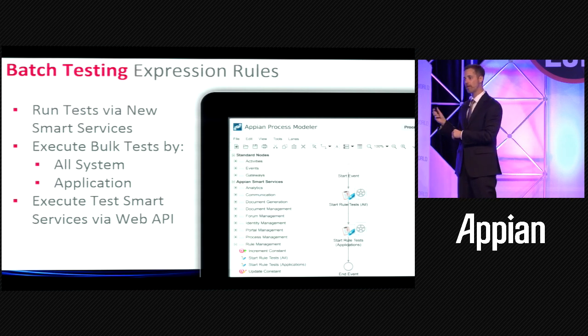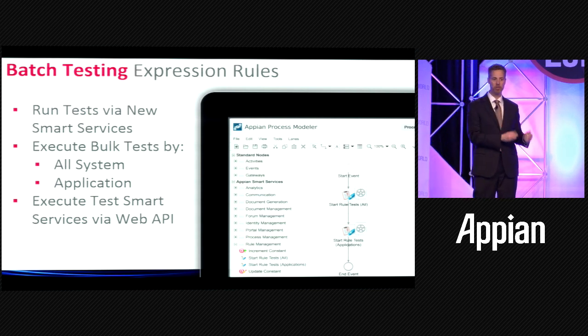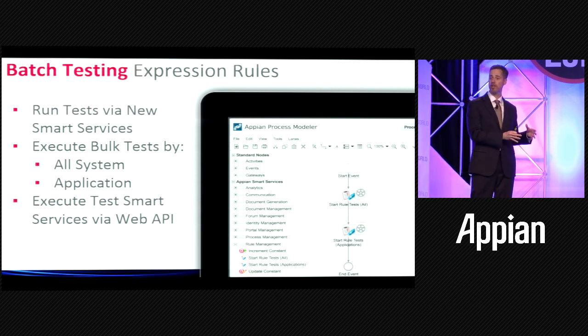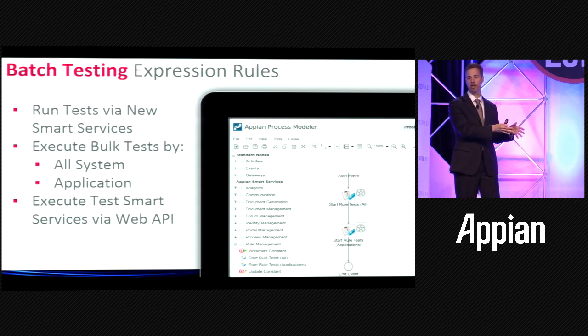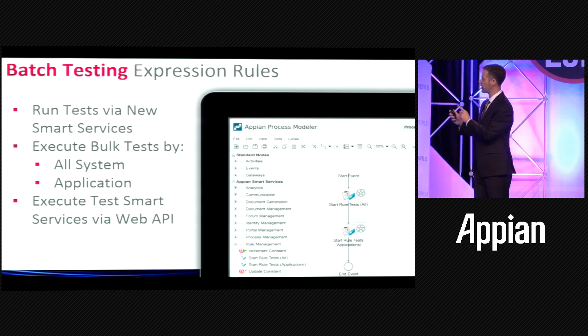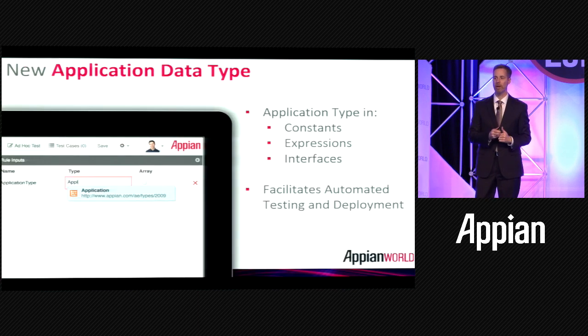Now, you can also run these smart services directly from expressions or web APIs. So you can actually create a web API that simply directly invokes a start rule, test all, or application base. This facilitates integration of CI systems. So if you want to have a Jenkins or Bamboo environment call a web API and then automatically run all the tests across the entire Appian product, you can now do that very easily by combining these smart services with the web API designer.